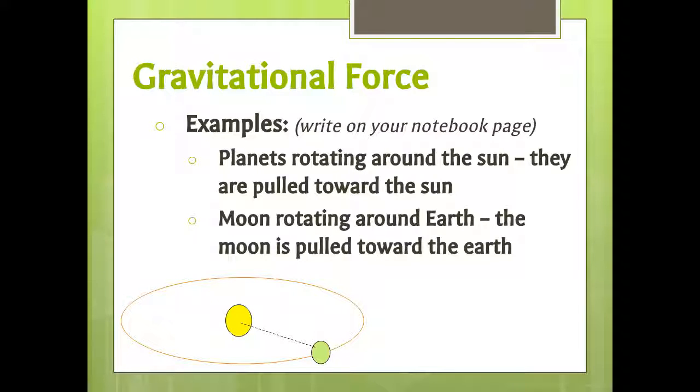Another example of gravitational force is planets rotating around the sun. They're pulled toward the sun. Yes, technically the sun is pulled toward us, but again, the sun is way bigger and the earth is smaller than the sun. So you're going to see the earth being pulled toward the sun, but then we make a rotational path. Now, another example you might think is the moon, because the moon rotates around the earth.